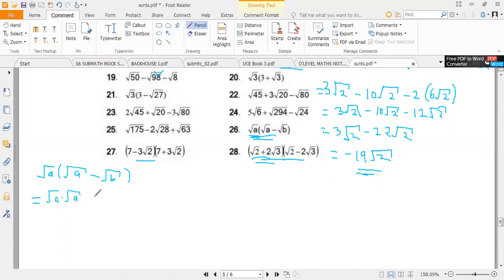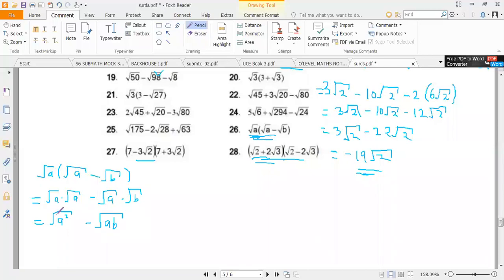The dot means multiplication. Minus, then this root a will again multiply with root b. So we shall end up having root a being multiplied by root b. So when you multiply root a with root a, the numbers under the square root sign multiply with themselves, and we shall end up having root of a times a, which is a squared, because a multiplies with itself under the square root, minus root a times root b. A and b will multiply together under the square root, such that we have root ab.